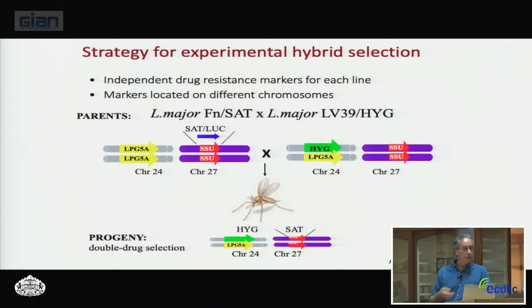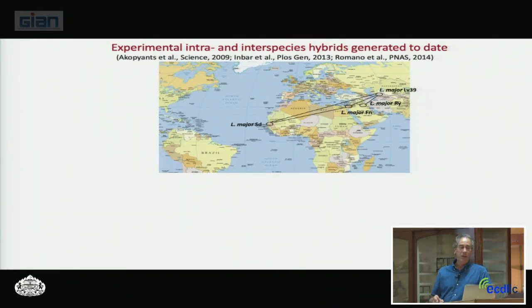And that's what we were able to fairly easily demonstrate. Not in all the flies, but in a high proportion of flies, we could easily grow out double drug resistant parasites. So that is the strategy that we use to generate hybrids: we co-infect flies with two different strains, each having a different antibiotic resistance marker, and submit them to double drug selection.